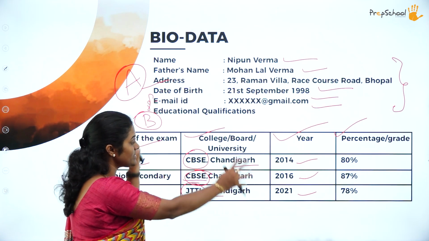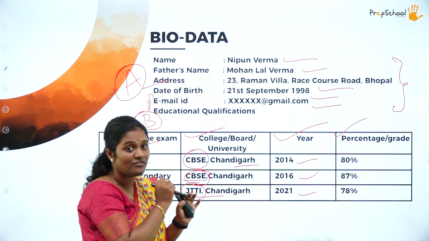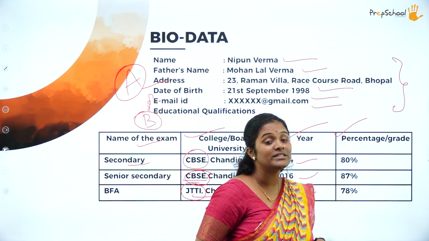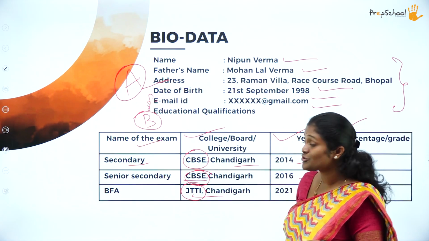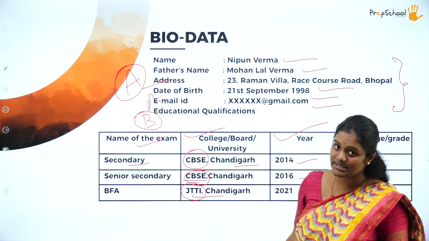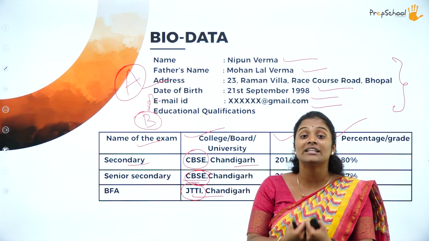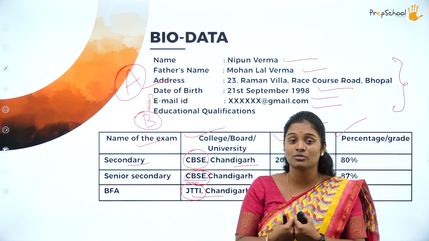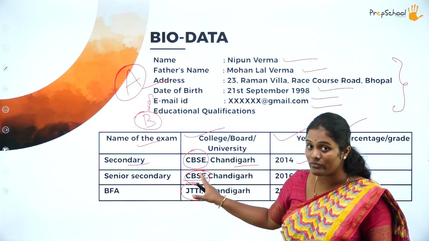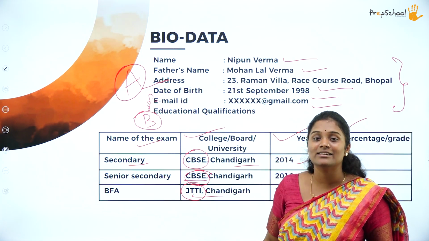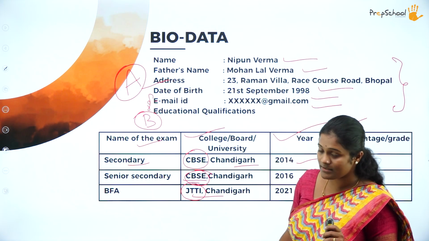So this comes under your educational qualification: name of the exam, university, board or college, name of the college, year and marks secured. If they have asked for any other additional information with regard to the educational qualification, it can be added over here. However, this is your ideal format. Then it doesn't finish over here.